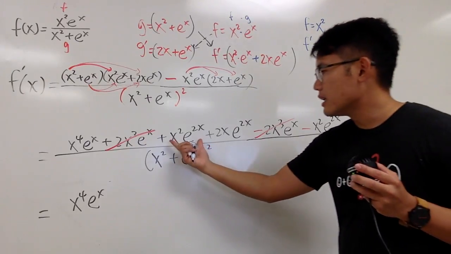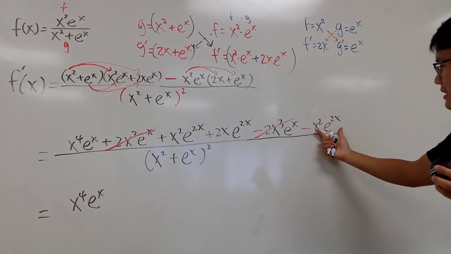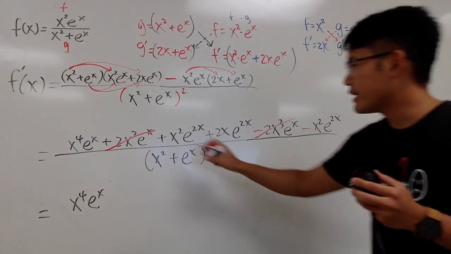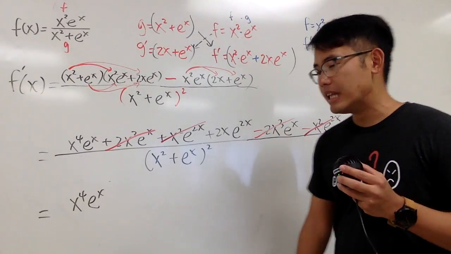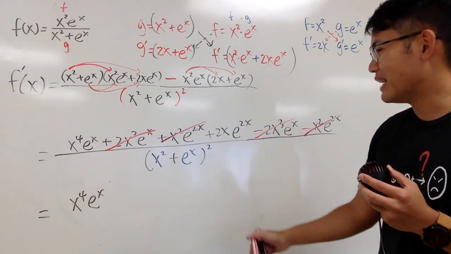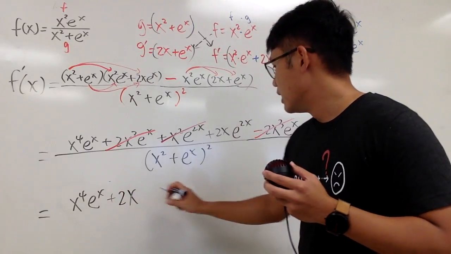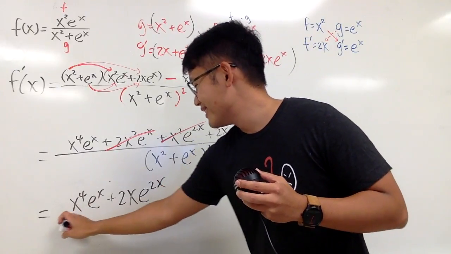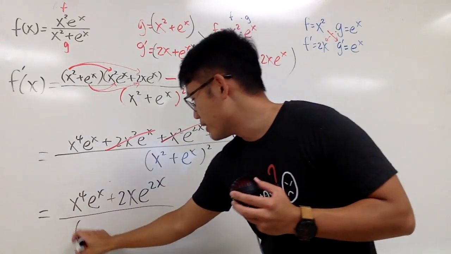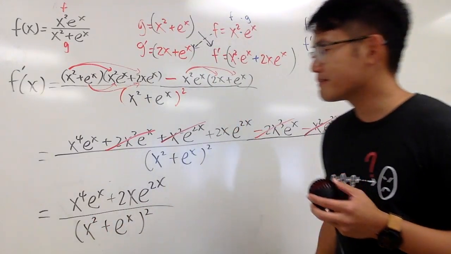And we also see that this is positive x squared e to the 2x, but this is the negative version of that. So I can cancel this out as well. And now we have that term left, so I'll just put this down, plus 2x e to the 2x. And then we're pretty much done. All over that. Parentheses, x squared plus e to the x, and then you square that.